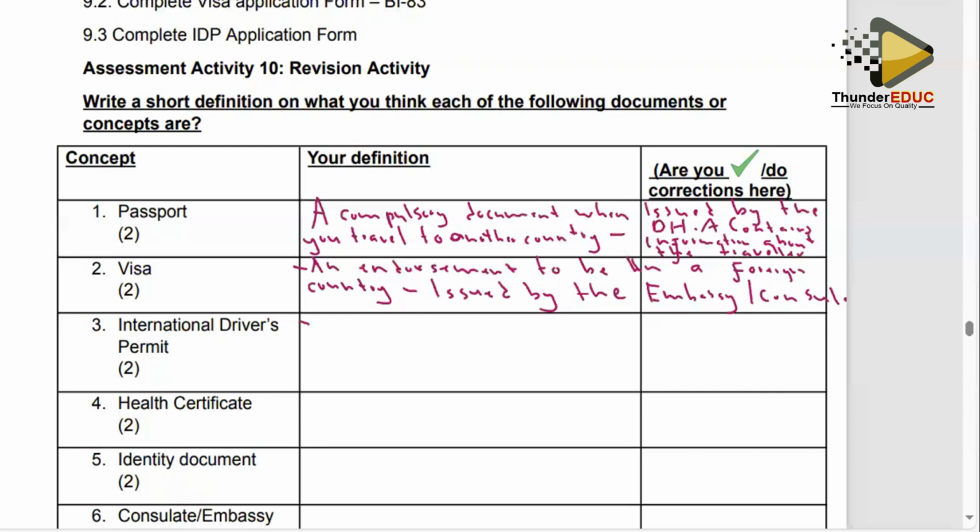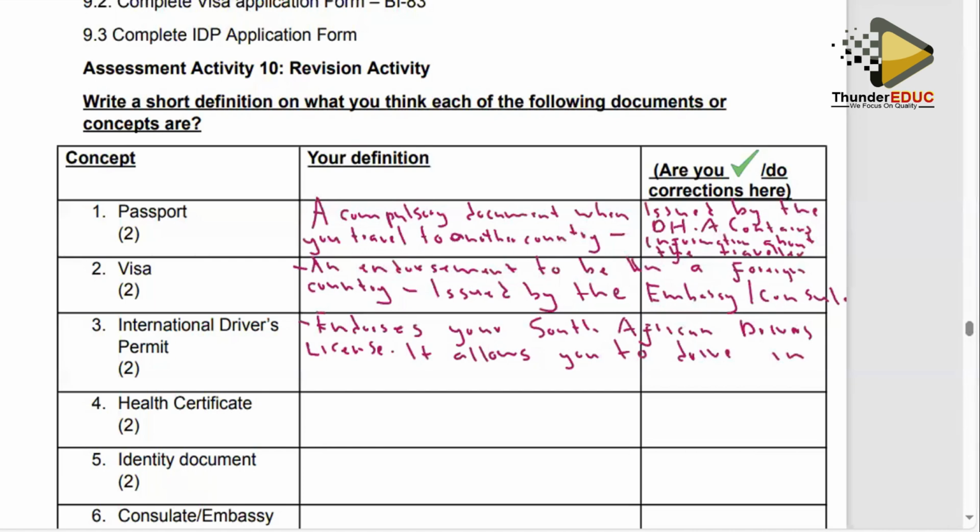International driver's permit, it endorses your South African driver's license. So it allows you to drive in a foreign country and also to rent a car in a foreign country. Then a health certificate, it is proof of vaccination against certain diseases.